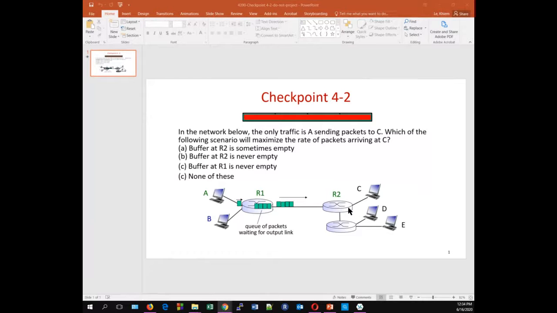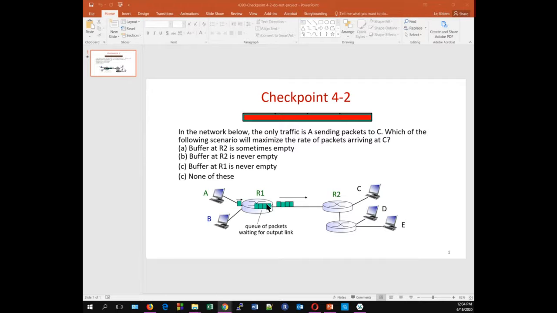So if you really want to maximize the rate of the packets that arrive at C, you need to send data continuously without any idle time on the link. And in order to send the data continuously, you need to always have something in the buffer. Okay, so the correct answer is that the buffer R2 is never empty. Correct answer is B. R1 is not directly relevant.